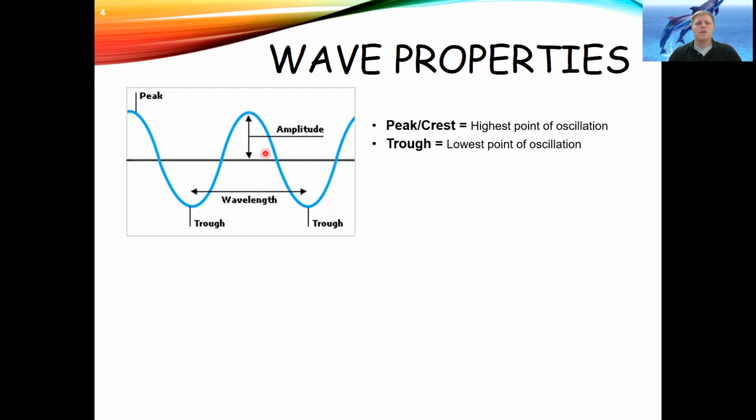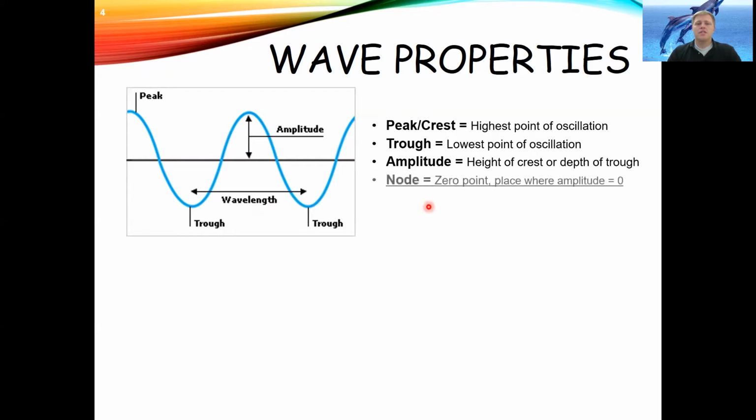We also then want to talk about the height or amplitude of the wave. Now you'll notice the amplitude is not the distance from the bottom to the top. It's half that distance. So it's the distance from the middle to the top, or from the middle to the bottom. Since waves are symmetric, the distance from the middle to the top is always the same as the distance from the middle to the bottom.